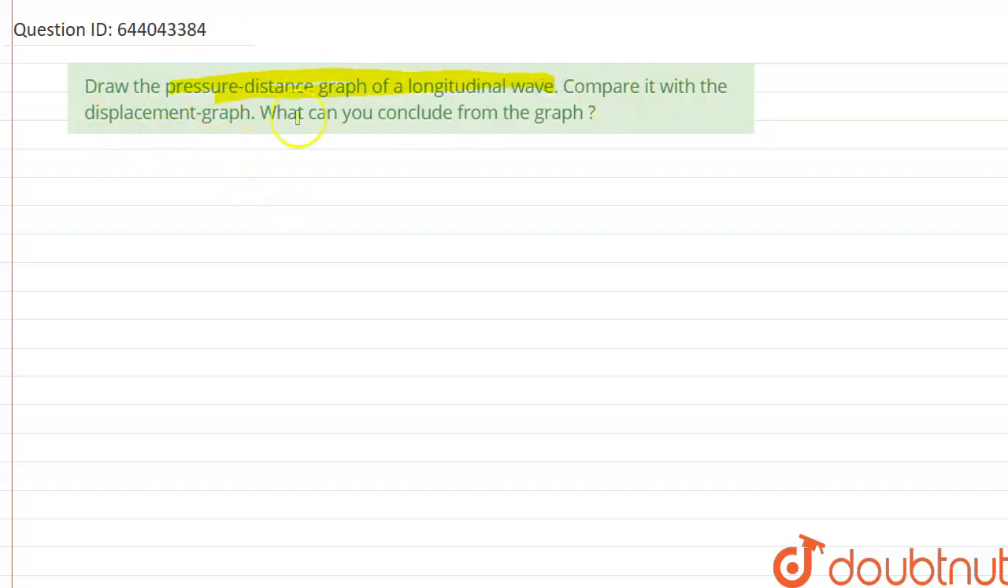Hello students, so the question here says, draw the pressure distance graph of a longitudinal wave and compare it with the displacement graph. So what we are going to do, we are going to draw two graphs. First one for pressure distance and the second one for displacement graph.